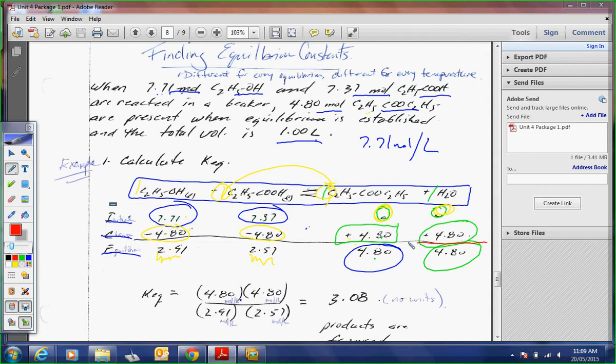And so then my equilibrium box numbers get plugged into that equilibrium equation, products over reactants. And so, tappity tap tap, 3.08, no units. Pretty large K value. What does that tell you? Large K value? Products are favored.